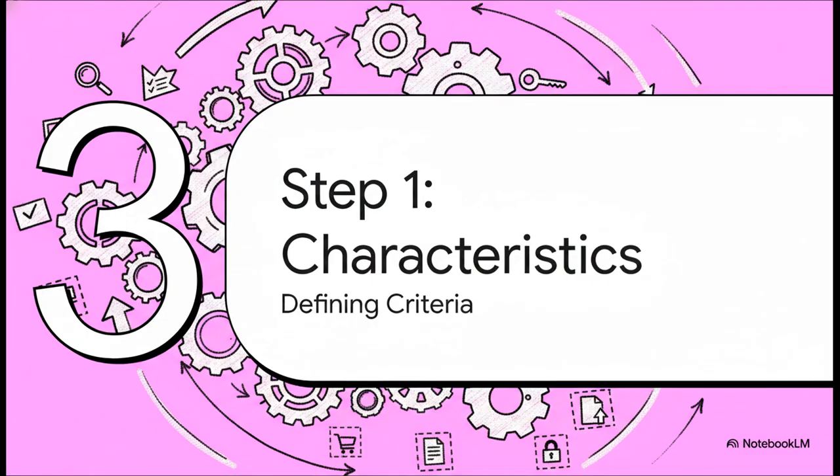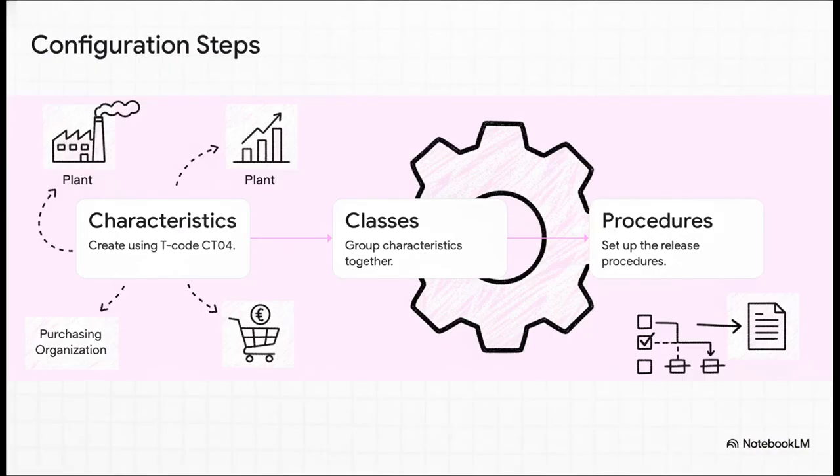Moving on to Section 3. Step 1. Creating characteristics. Okay, so building this from scratch requires an exact 3-step roadmap, and it all begins right here with characteristics. These define the specific boundaries that actually trigger an approval in the first place, things like the plant, the purchasing organization, or the total value. And we build these using the T-code CT04.